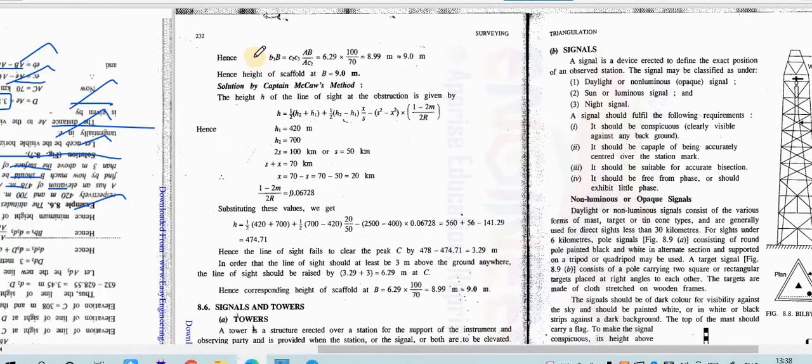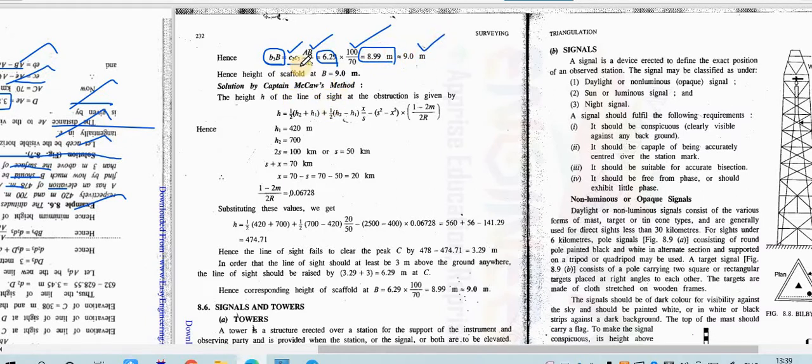So over here you can see that once we have got the value of C2C3, we can also calculate the value of B3B. The B3B can be calculated by using again similarity of triangles: C2C3 into AB by AC2. Here we have got all these values, and we have to find this value. C2C3 has been 6.29, the distance from A to B is 100 meter, and from A to C2 is 70 meter. So 8.99 meter, which is approximately 9 meter.